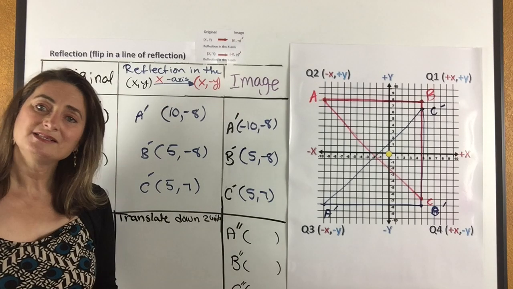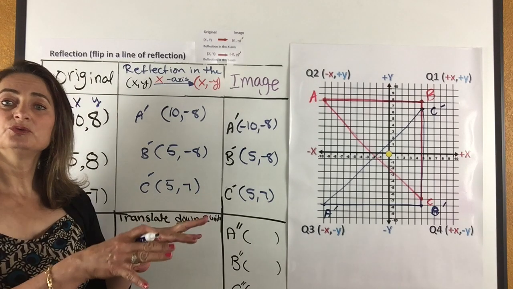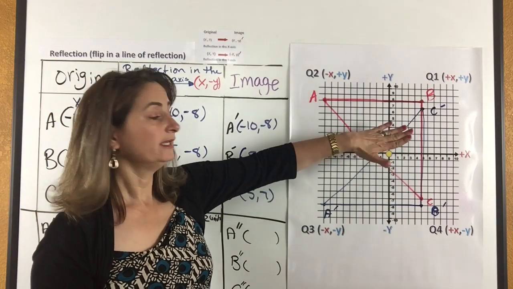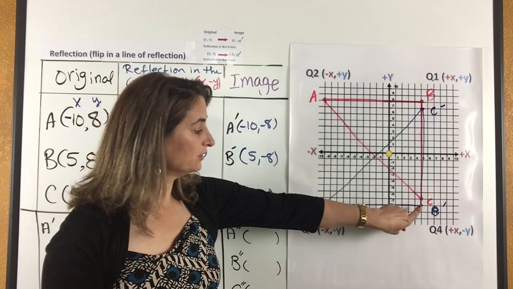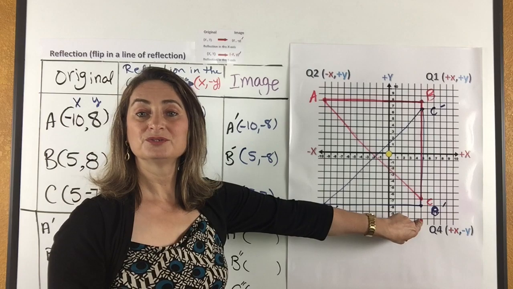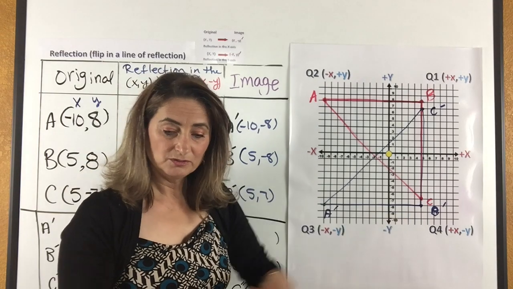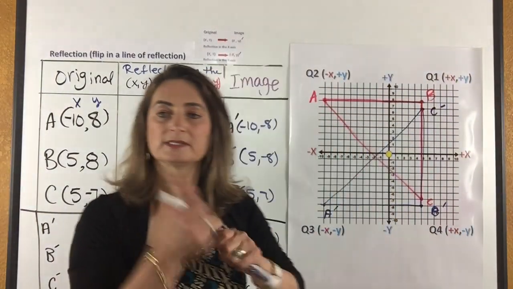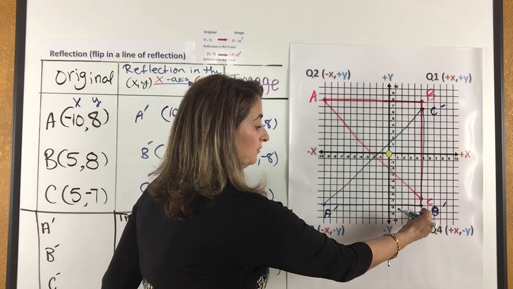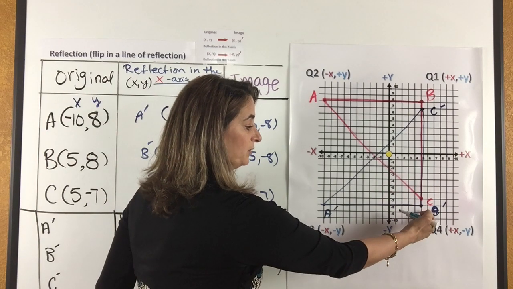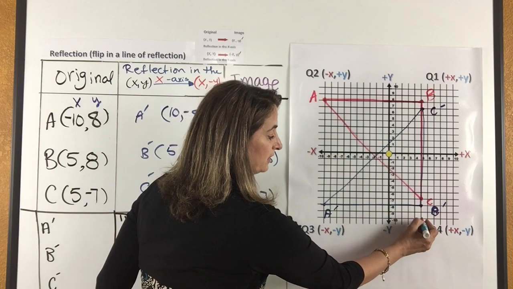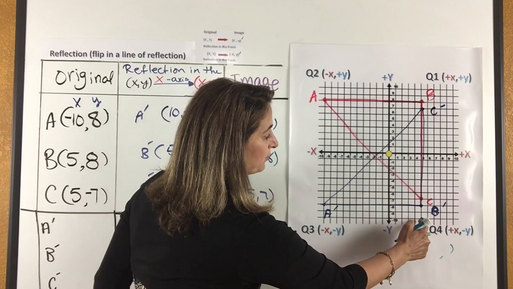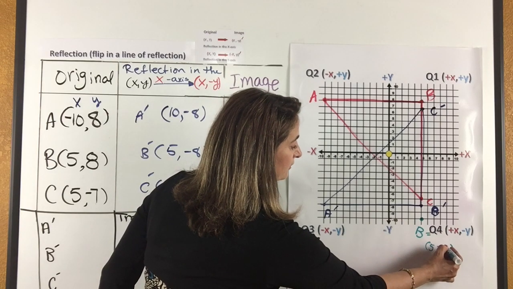Okay, now what if I ask you to translate the image 2 units down, which means you're taking this blue triangle and you slide it down 2 units. So everything needs to go down 2 units. Now, let me use a different color. Let's see if this works. I'm using the image, not the original. So B was here, go down 2 units. It's going to end up here, and that's your B double prime. And the coordinates for the B double prime will be 5, negative 10.